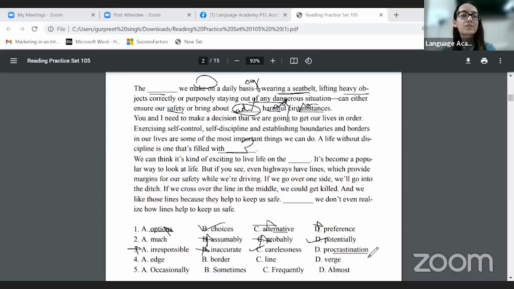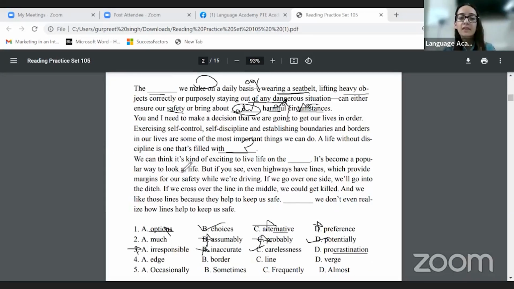But life without discipline does not only mean that you keep delaying things. Without discipline means a lot of things. You don't wake up on time. That's also carelessness. You don't keep your things in order. That is also carelessness. So it's not only about delaying. That's why we cannot go with procrastination.